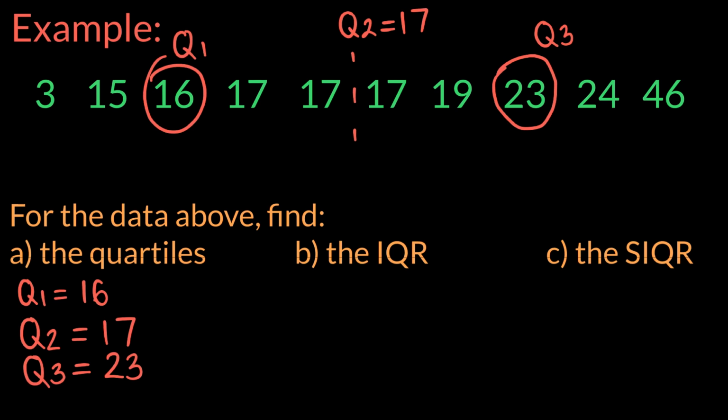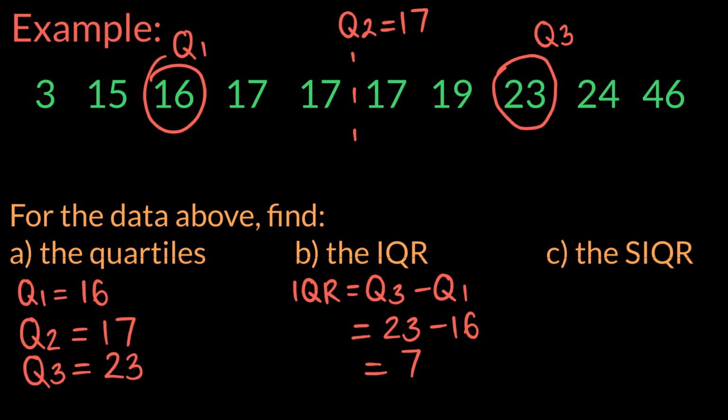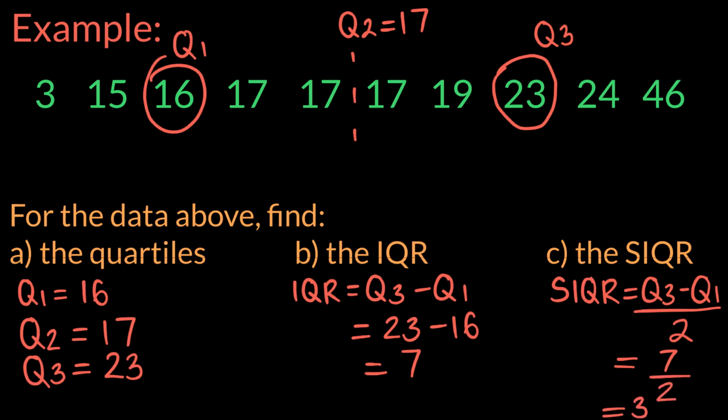Now for the interquartile range, we know that the formula to find the interquartile range is Q3 take away Q1. Q3 is 23, Q1 is 16, so our interquartile range is 7. And the semi-interquartile range, which is Q3 minus Q1, so the range of the quartiles over 2. We already know that Q3 take away Q1 is 7, and 7 over 2 is 3.5.